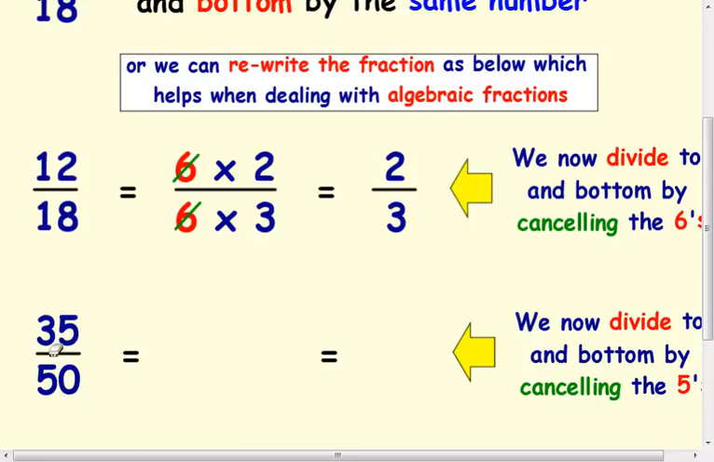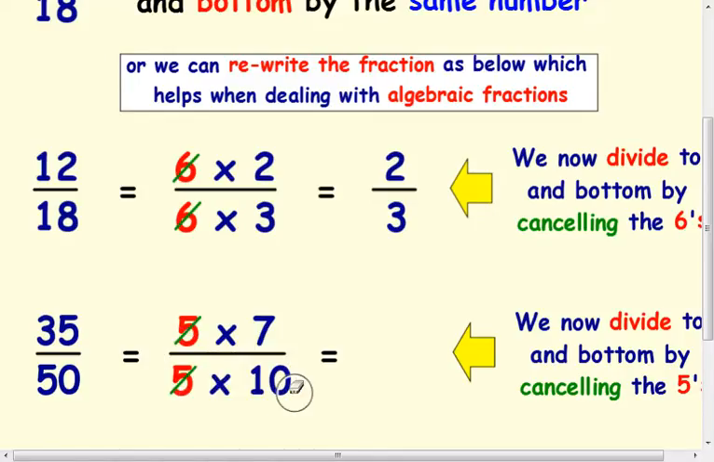Let's look at another one, 35 over 50. If we're trying to simplify this, we could rewrite 35 as 5 lots of 7, like that. And the bottom we could write as 5 lots of 10. Now you'll notice that the 5's are in red and they're crossed out. Essentially what we can do here to simplify this is divide top by 5 and the bottom by 5. And that's why I'm crossing them out, and that leaves us with 7 over 10.